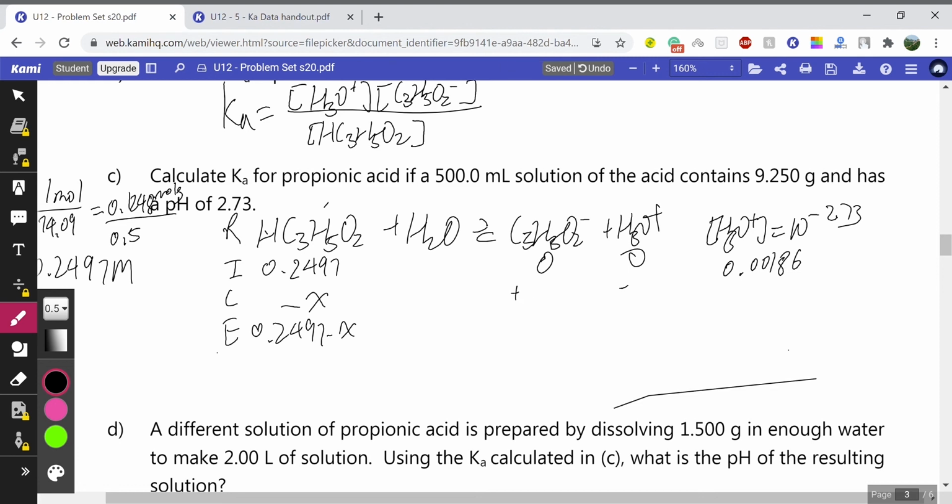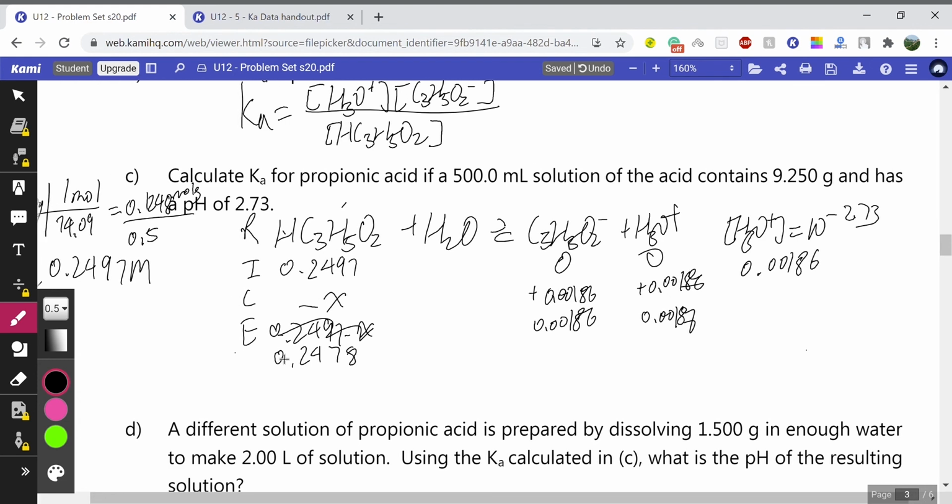0.00186 plus 0.00186, and 0.00186. 0.2497 minus 0.00186 gives us 0.2478. Now K is this. So it's going to be 0.00186 squared divided by 0.2478, which gives an answer of 1.39.